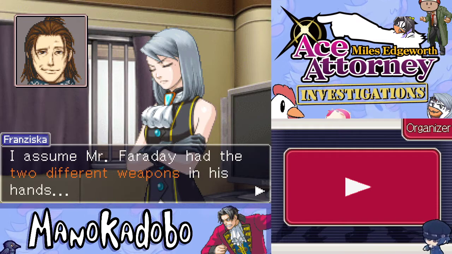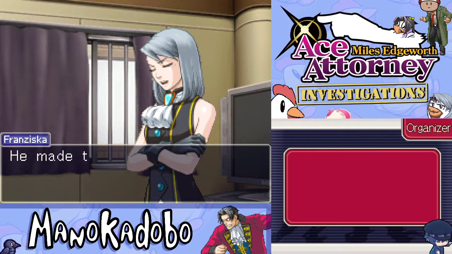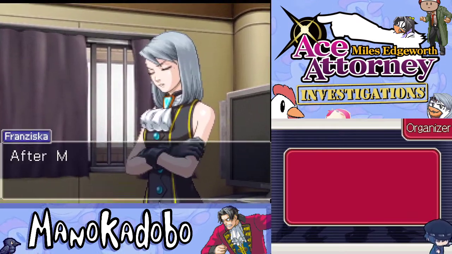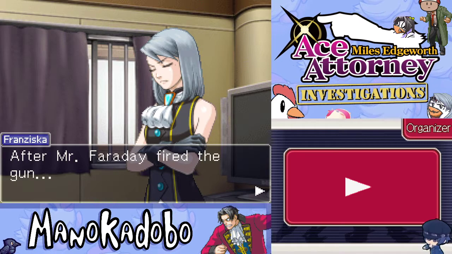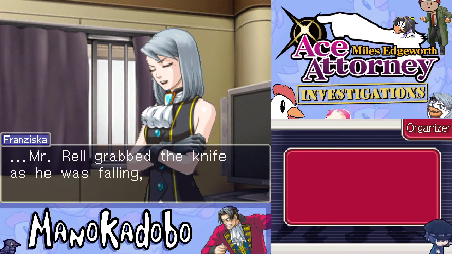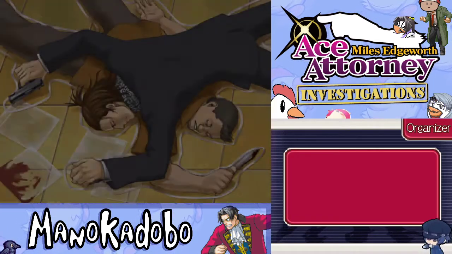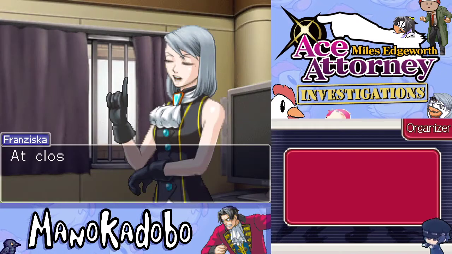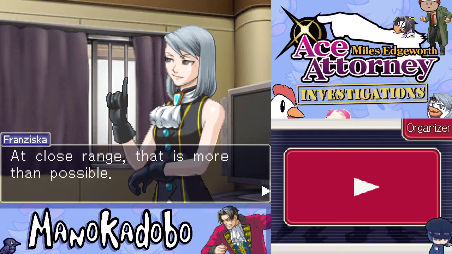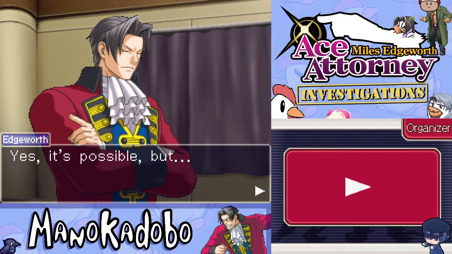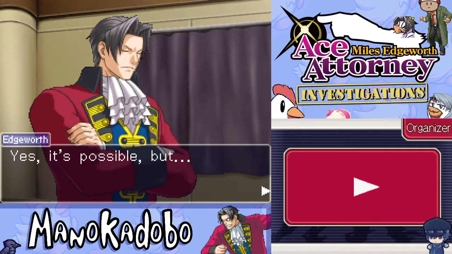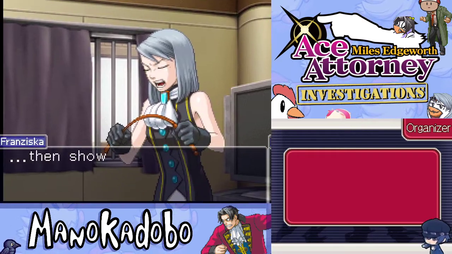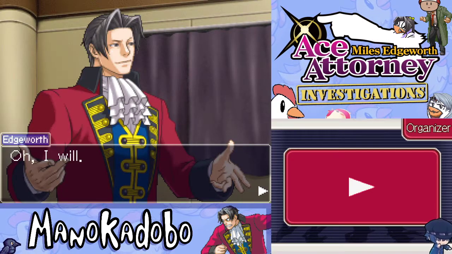I assume Mr. Faraday has two different weapons in his hands. He made to attack Mr. Rel while holding both the knife and revolver. And then, bang! After Mr. Faraday fired the gun, Mr. Rel grabbed the knife as he was falling and stabbed Mr. Faraday. That is how Mr. Rel wound up on the bottom with Mr. Faraday on top. At close range, that is more than possible. Yes, it's possible. At close range. There, we had to bring up the topic first. But, well, if you have any other ideas, then show me what you've got. Oh, I will.